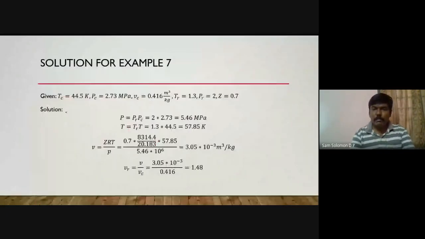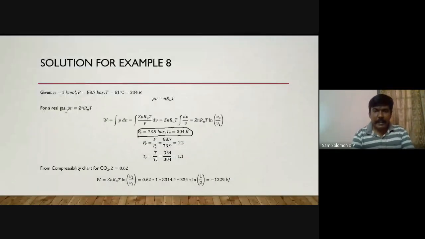Let's see what is the value of Z that they are getting. 0.62. If you are able to draw a proper straight line, it is closer to 0.6. So the book answer is 0.62. Once you get the value of Z, you can substitute it inside the integral.